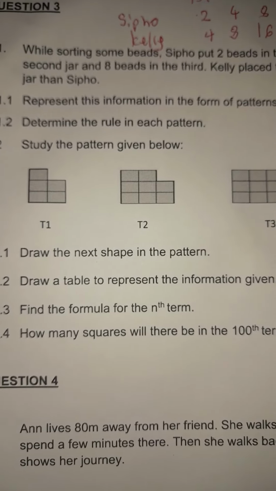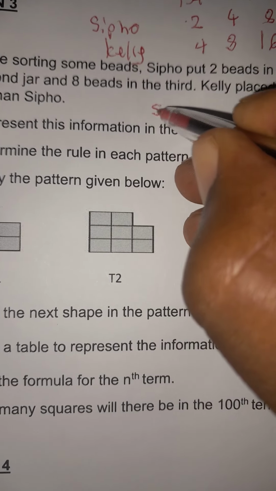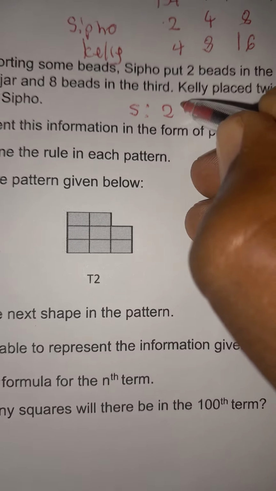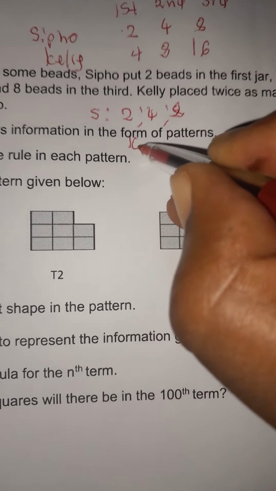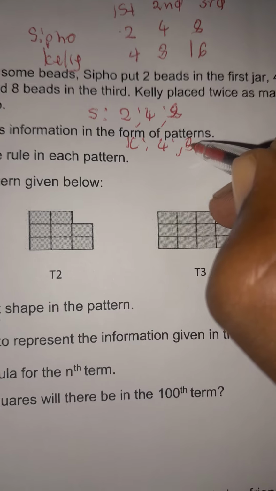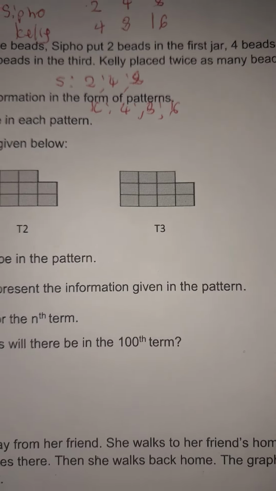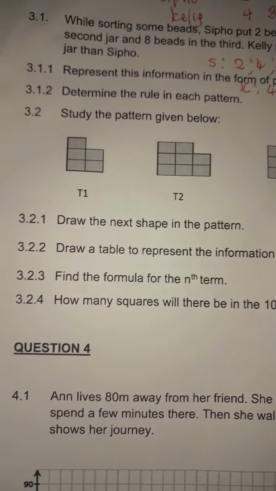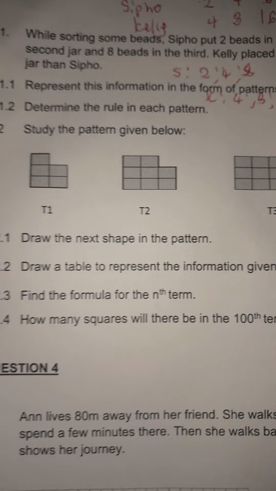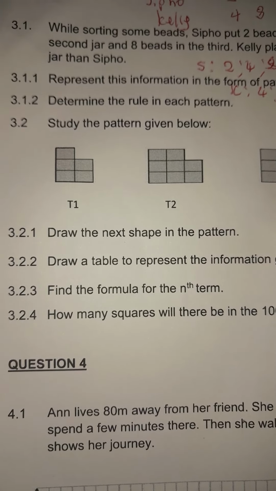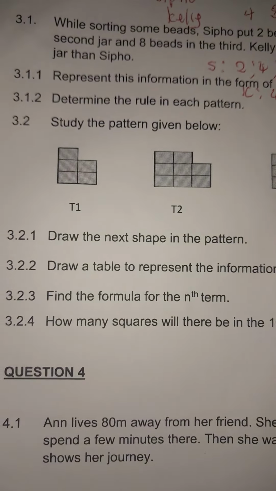Then they said represent the information in a form of patterns. So for Sipho it will be 2, 4 and 8. For Kelly it will be 4, 8 and 16. So that's how you are going to work with such. Then determine the rule in each. Okay, now I'll show you the rule. So we are on 3.1.2. Let's put the rule into practice.